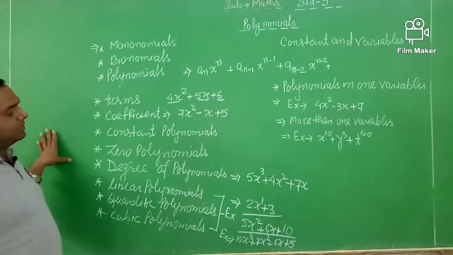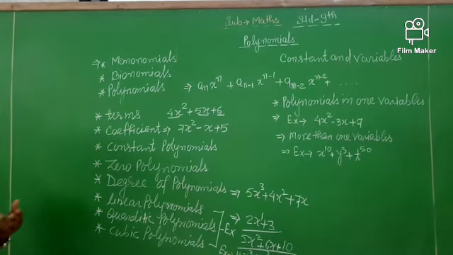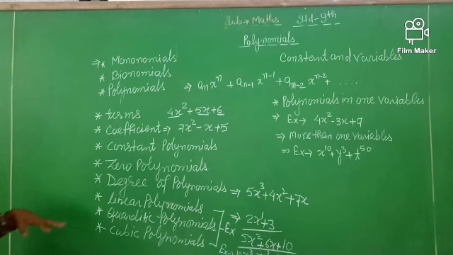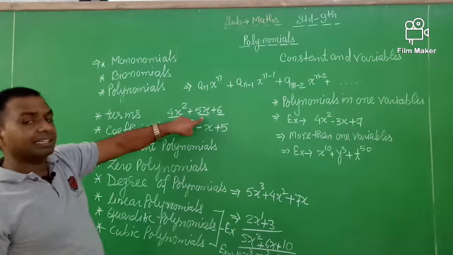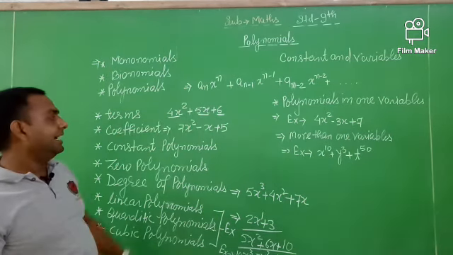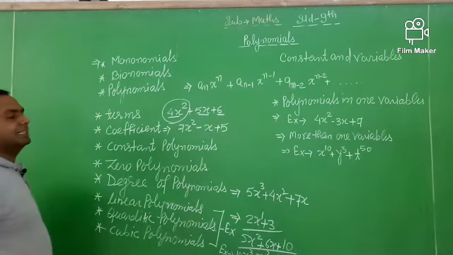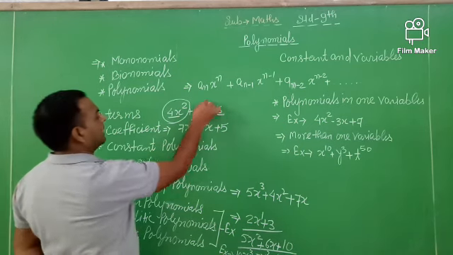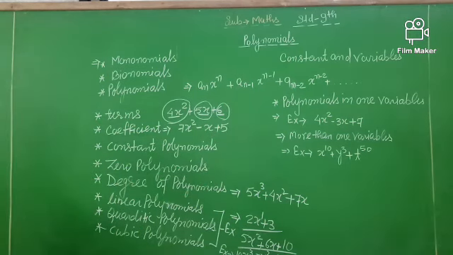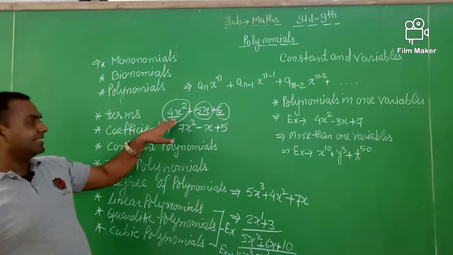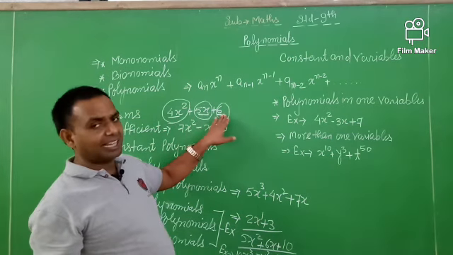Okay. Next topic, what is a term? If I write down one polynomial, 4x square plus 5x plus 6, here you see that there are three different terms. First term is 4x square, this is called a term. Second is 5x and third is 6. If you write them down separately, then you say each is a term. 4x square is a term, 5x is a term and 6 is also a term.